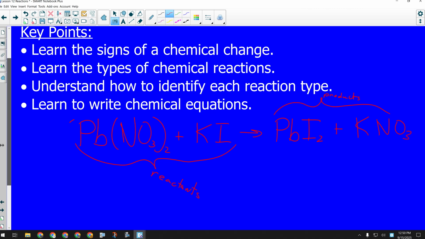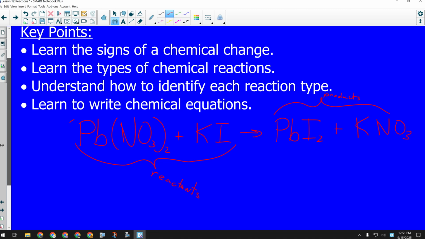So what I wrote there shows what Dalton said happens in a chemical reaction. Atoms can be separated, they can be joined, and each of those, incidentally, is a type of reaction we'll go over today, or rearranged. This is an example of rearranged. I still have lead, nitrogen, oxygen, potassium, and iodine. It's on both sides. I didn't make any new elements. I just have different chemicals, different compounds on the other side.